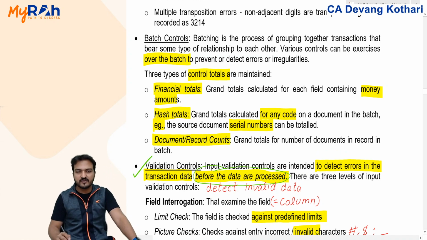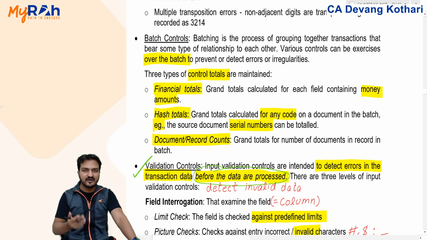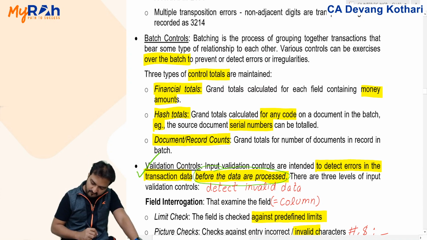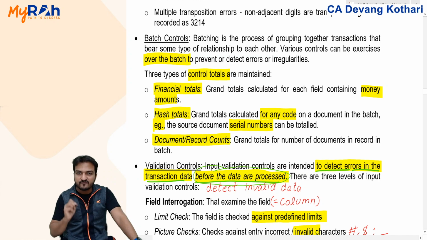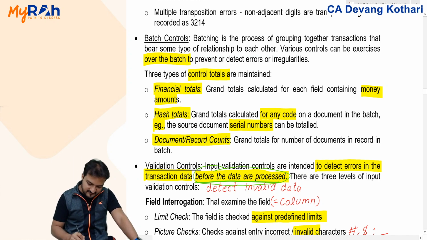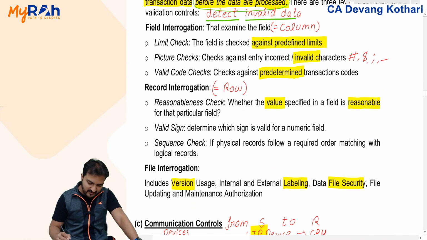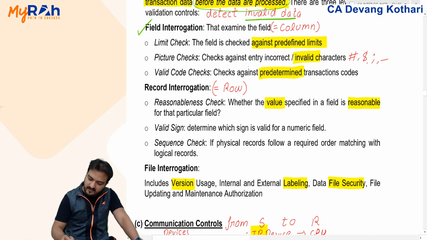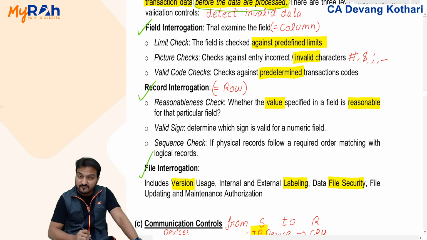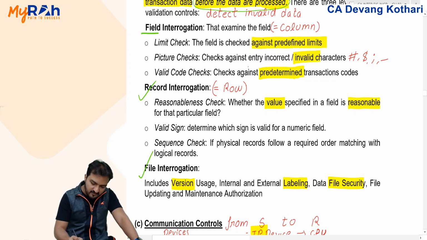Validation controls. The example I gave you was to prevent invalid data, like in the name field, a number was not allowed. That was an example of validation controls, to detect errors in the transaction data before the data is processed, basically to detect invalid data. Under validation controls, you had examples for field interrogation, record interrogation, and file interrogation. The word field means column, record means rows.